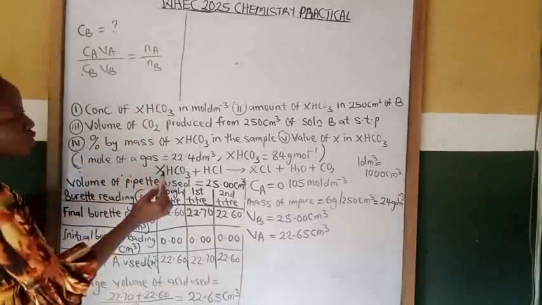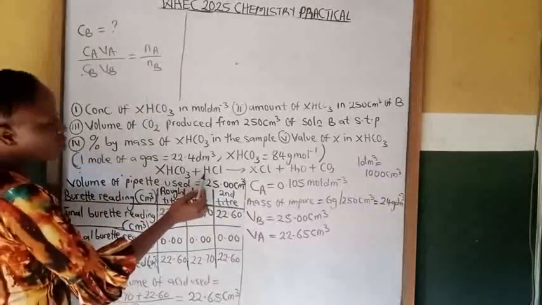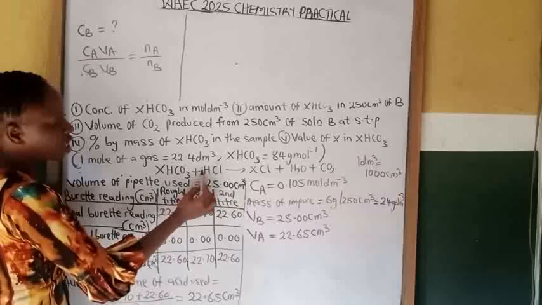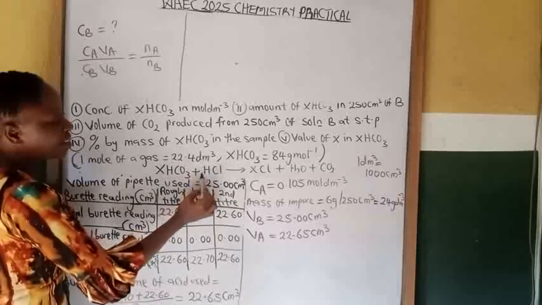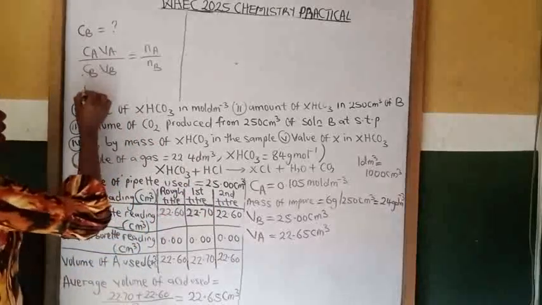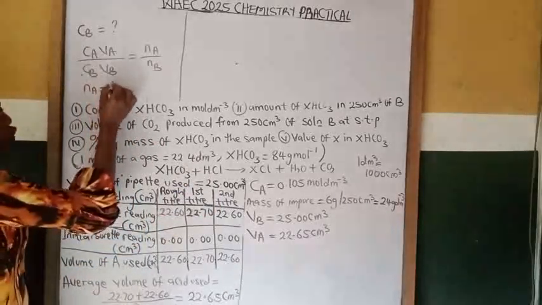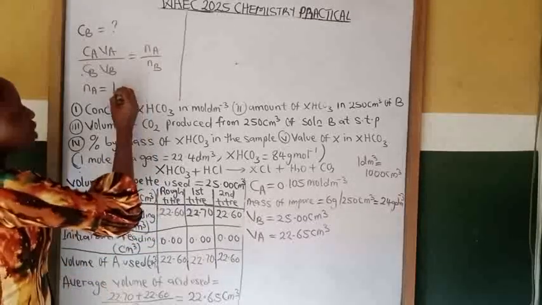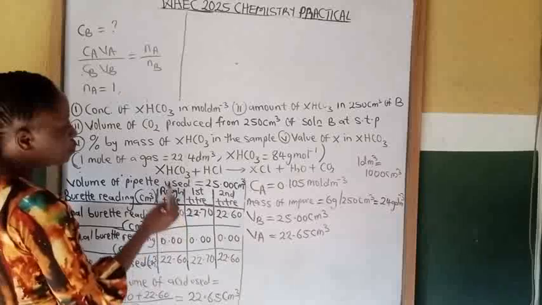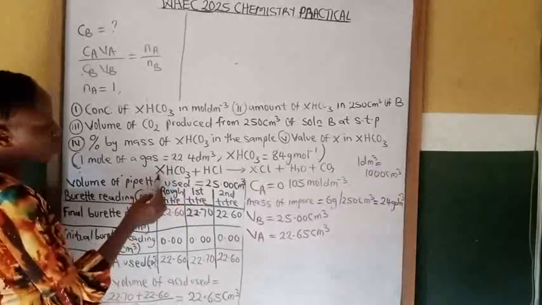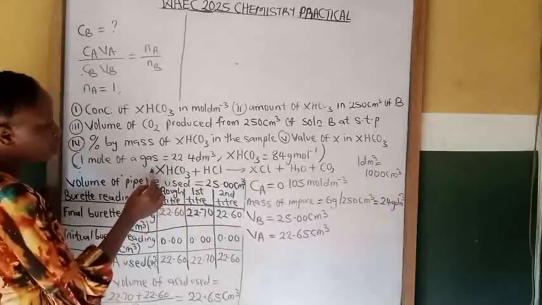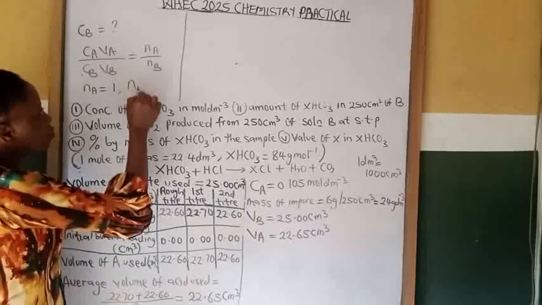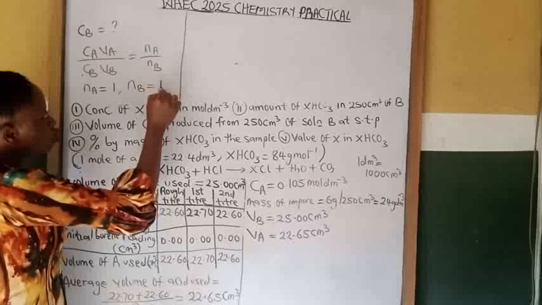So you go back to the equation of the reaction. This is my acid. Hydrochloric acid is my acid. So what is the coefficient of this acid? The coefficient is 1. So therefore, my Na is equal to 1. Then Nb is the coefficient of base. So this is my base. What is the coefficient of base? It is 1. So my Nb is equal to 1.